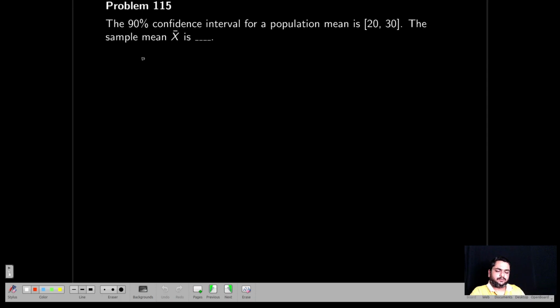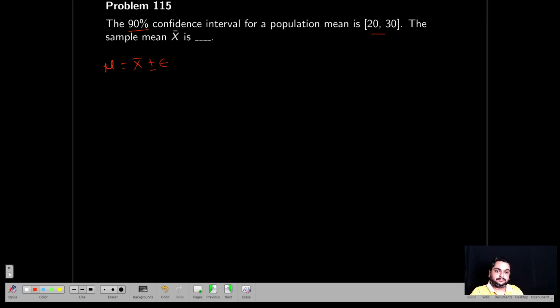The 90% confidence interval for population mean is 20, 30. The sample mean x bar is, this is also straightforward. So the 90% interval is already calculated and given. What are they saying? Your mu is equal to x bar plus or minus some error.